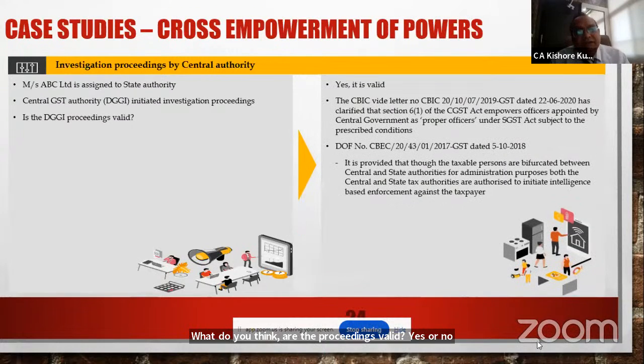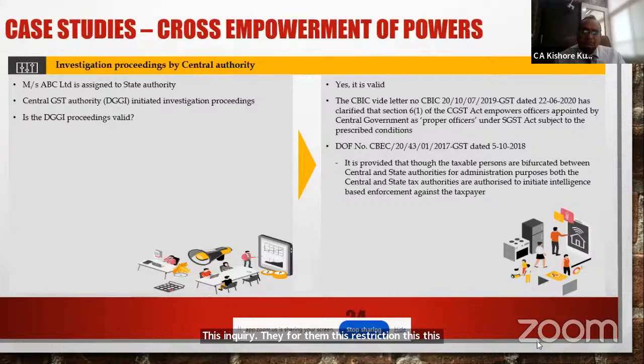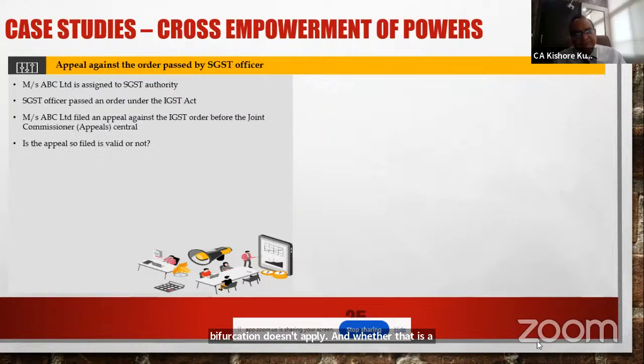Yes, friends, proceedings are very well valid. CBEC Clarification number 2043 of 2017 has clarified that though the taxable persons are bifurcated between center and state for administration purposes, the enforcement agencies, whether they belong to center or state, are authorized to initiate intelligence based inquiry. For them this bifurcation doesn't apply, whether that is a central investigation agency or a state investigation agency.